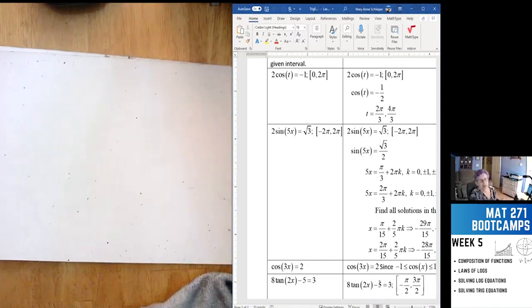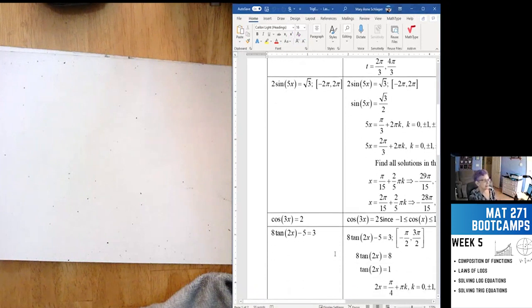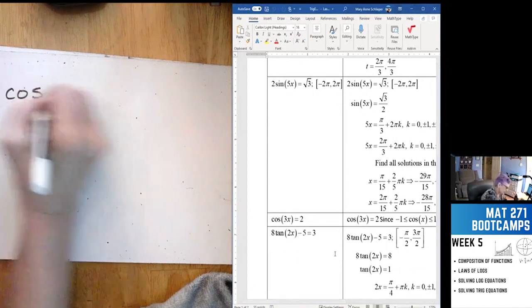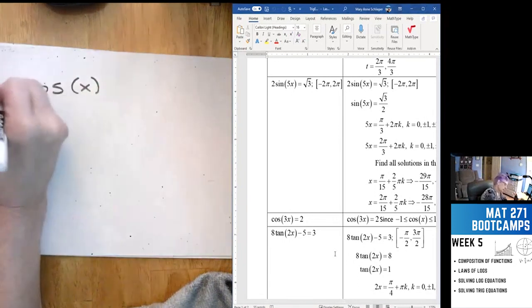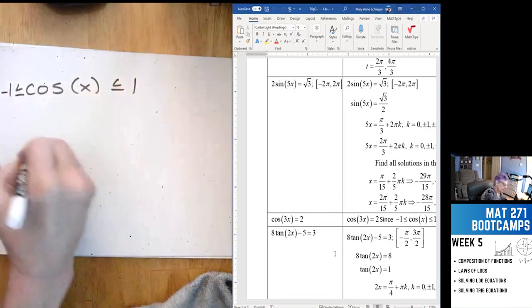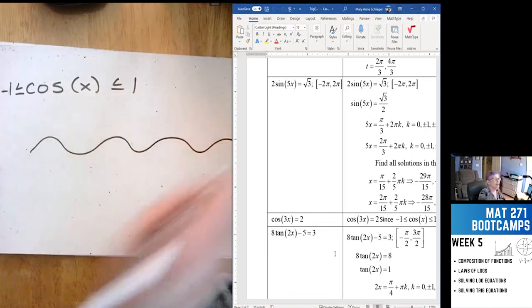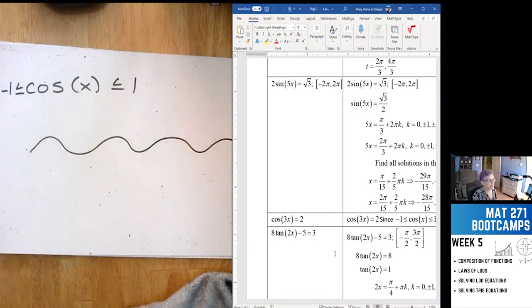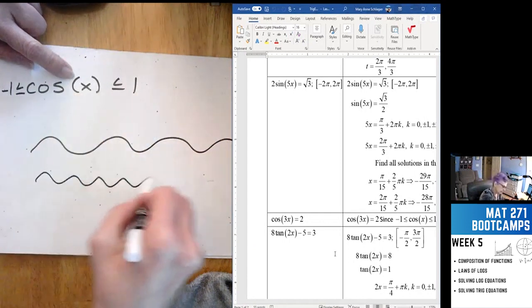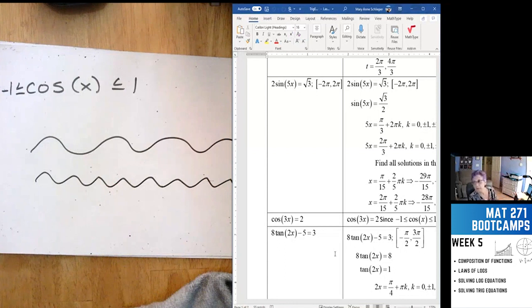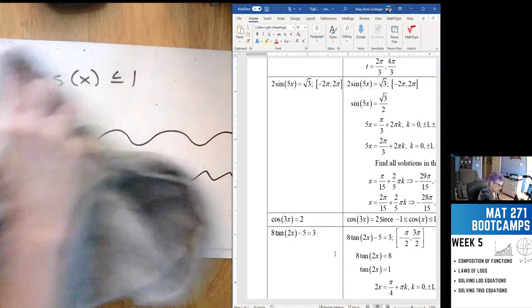The next one's my favorite because it's super easy. Cosine of 3x equals 2 has absolutely no solutions because we know that cosine of x lives between -1 and 1. If you graph it, it looks like that. Never gets higher than 1, never gets lower than -1. And if we do cosine of 3x, it still never gets higher than 1, never gets lower than -1. So that one was easy peasy.